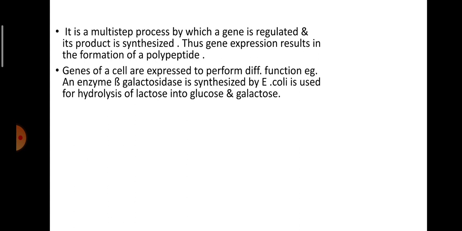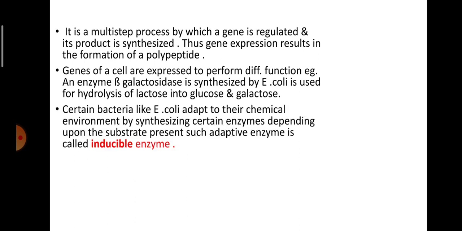For example, an enzyme beta galactosidase is synthesized by E. coli and is used for hydrolysis of lactose into glucose and galactose. Certain bacteria like E. coli adapt to their chemical environment by synthesizing certain enzymes depending upon the substrate present. Such an adaptive enzyme is called an inducible enzyme.